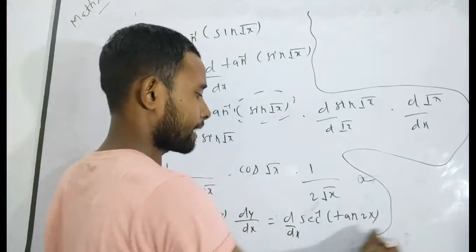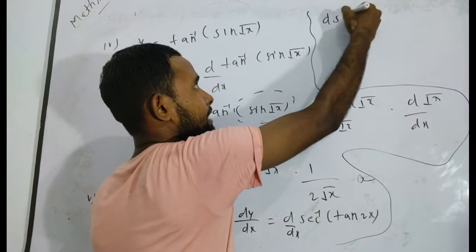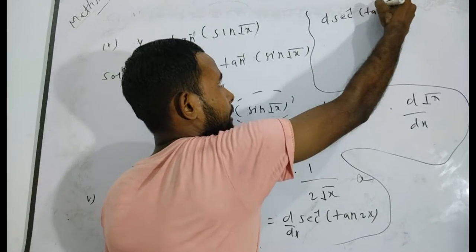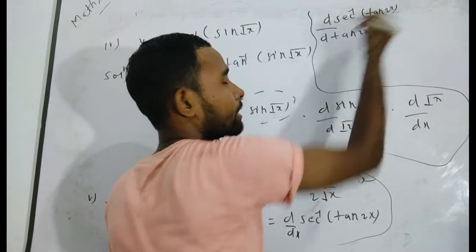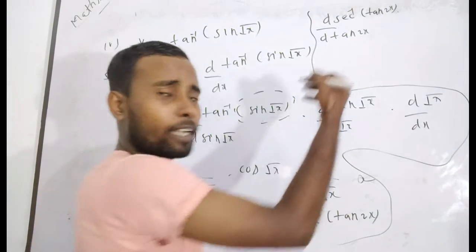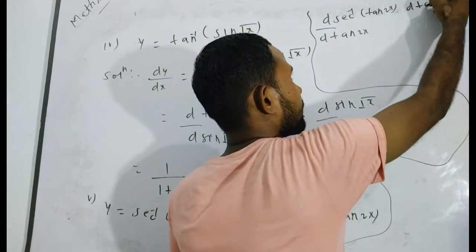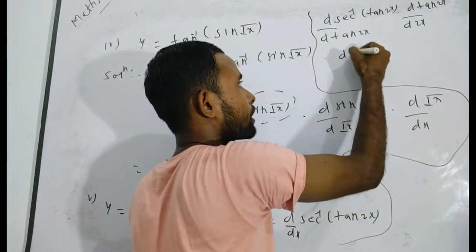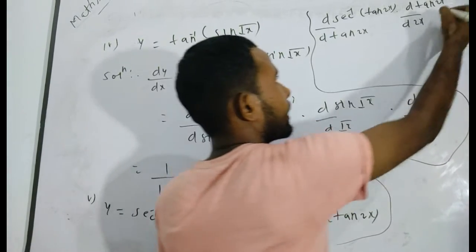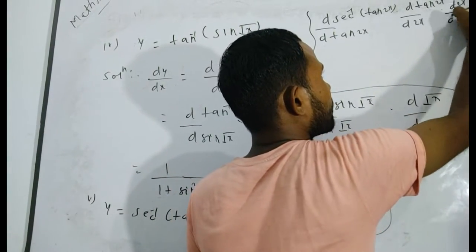How can you express it here? Firstly, you have to differentiate sec inverse tan 2x with respect to which function? Tan 2x. Again, you have to differentiate tan 2x with respect to 2x, and again you have to differentiate 2x with respect to x.